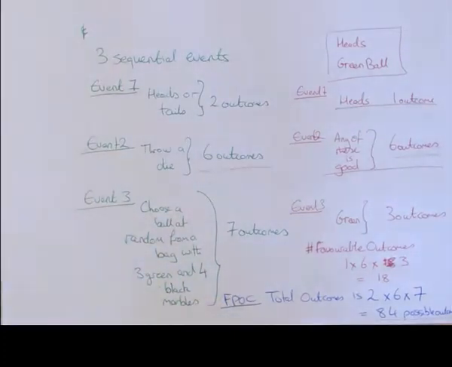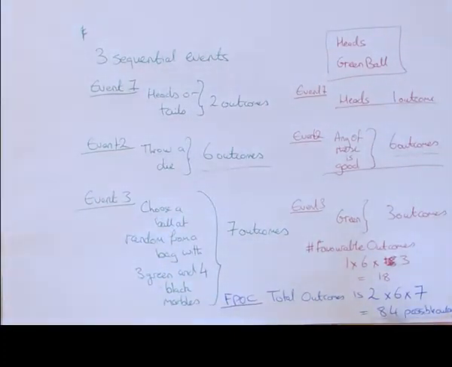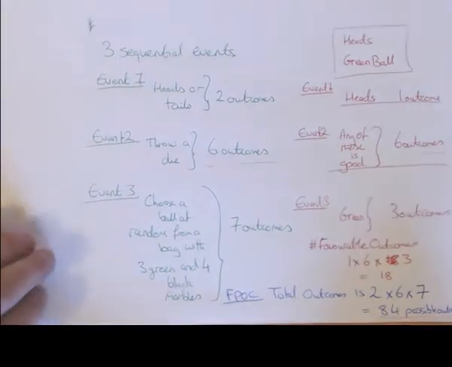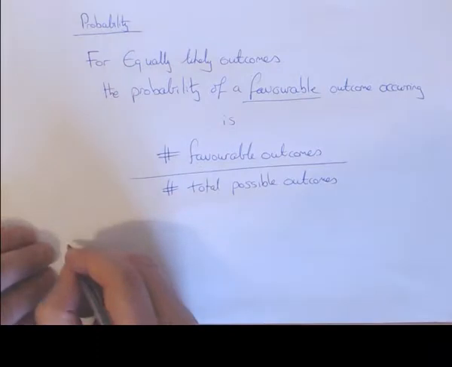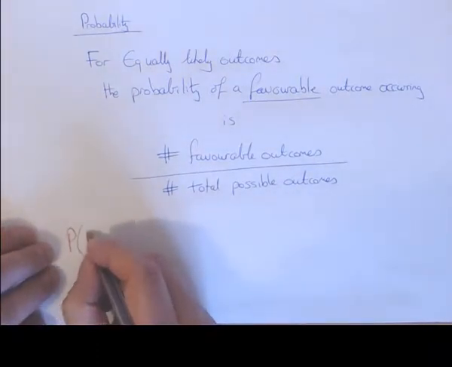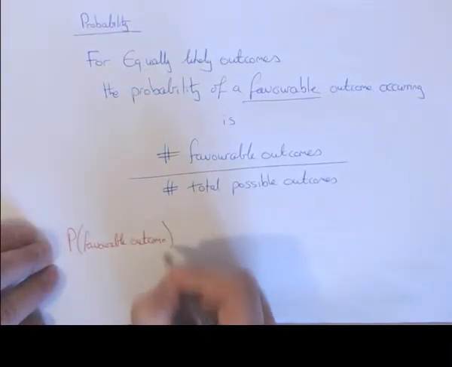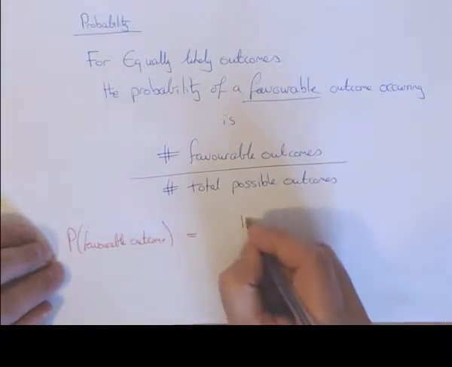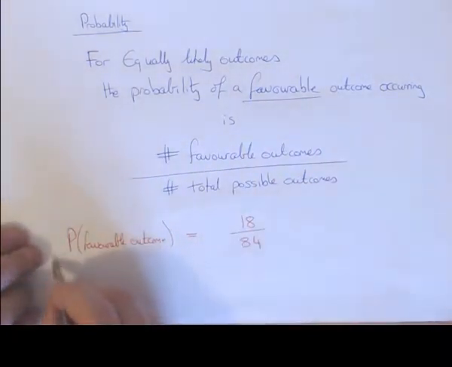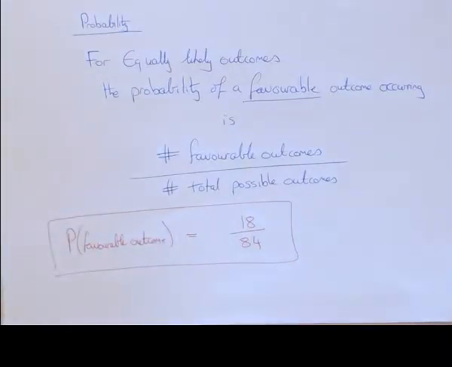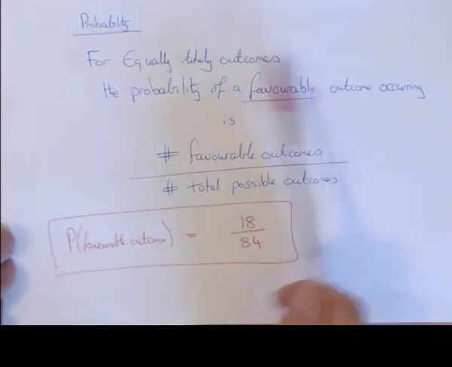Remember the systematic listing, if you listed all 84 possible outcomes, 18 of them would have a heads and a green ball. So there are 18 favourable outcomes out of those total of 84 possible outcomes. So our probability of a favourable outcome, which means our chances of winning, is 18 out of 84. So if we played the game, we would expect that out of every 84 games, we would expect to win approximately 18. Okay, so that's pretty much how you calculate probability for equally likely outcomes.